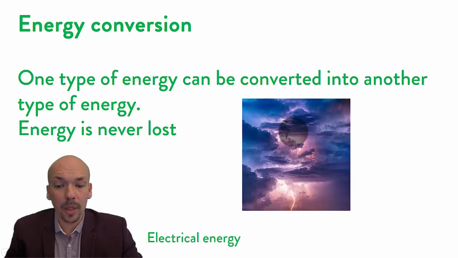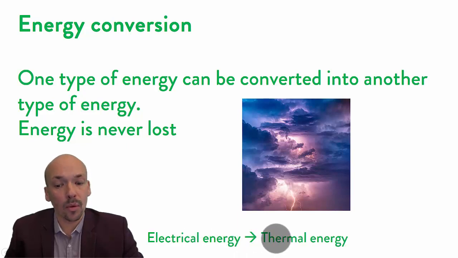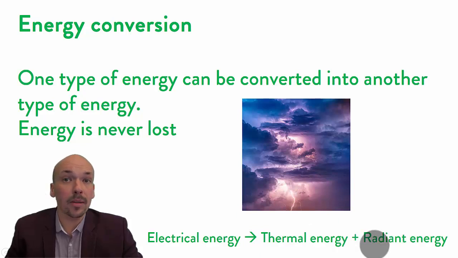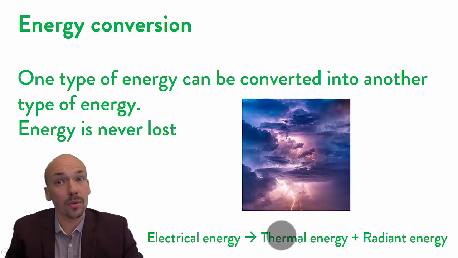For example, here we have a lightning flash and we have electrical energy, and that electricity will go away and be transformed or converted into thermal energy, because it gets really warm in here, and into radiant energy, because you can see the flash. So the electrical energy inside this thunderbolt will be converted into thermal energy and into radiant energy.